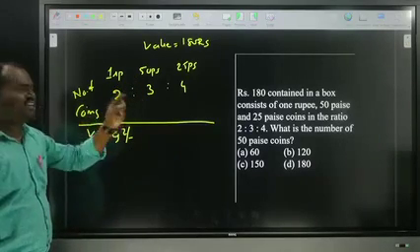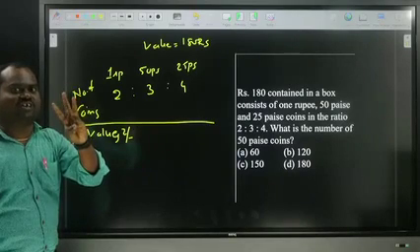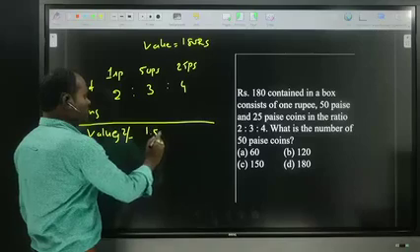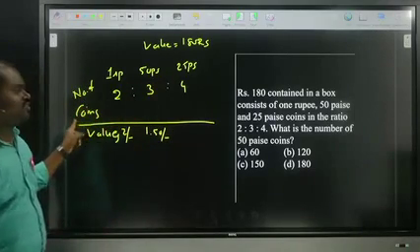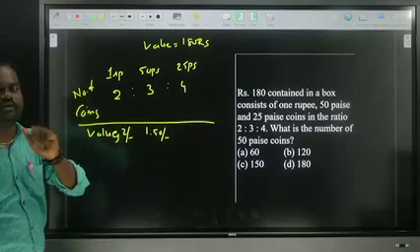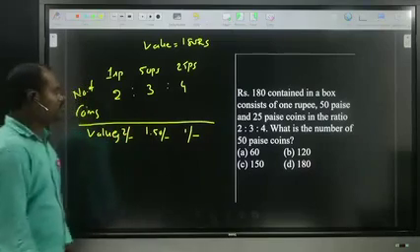50 paise coins are 3 there. So what is the value of them? 1 rupee 50 paise. 25 paise coins are 4 there. What is the value of them? 1 rupee. Now observe.